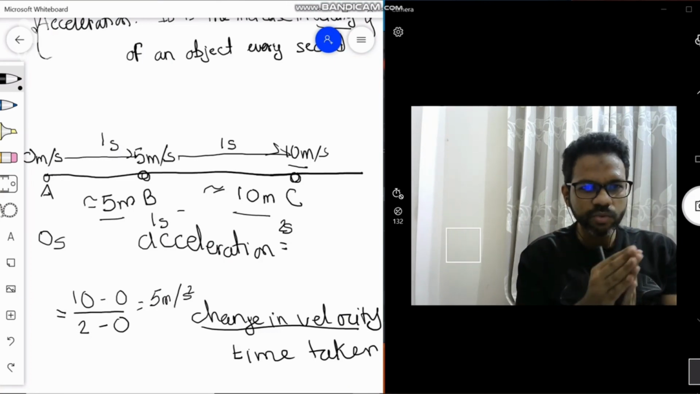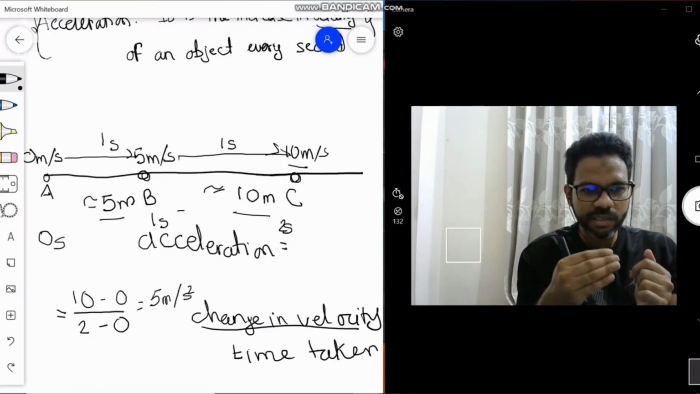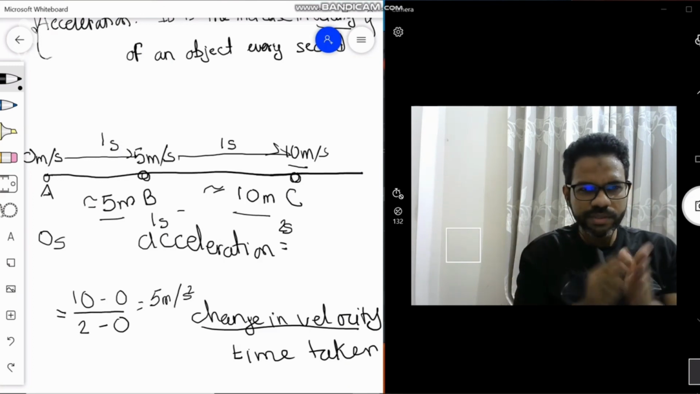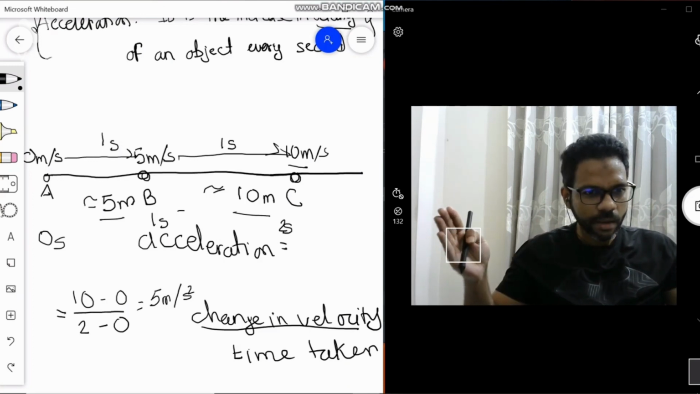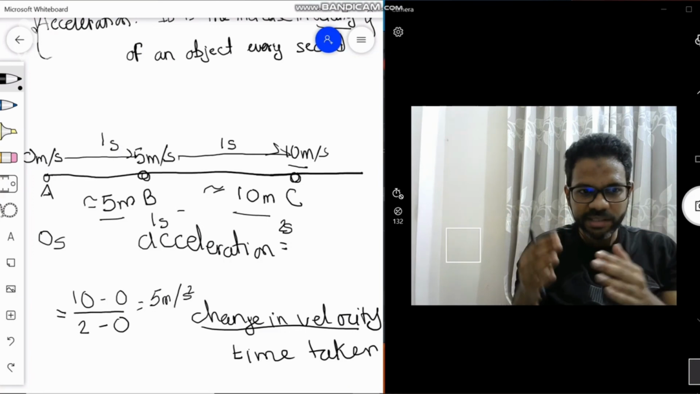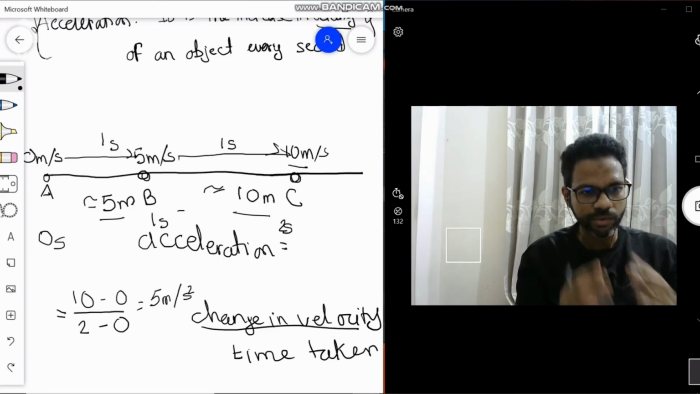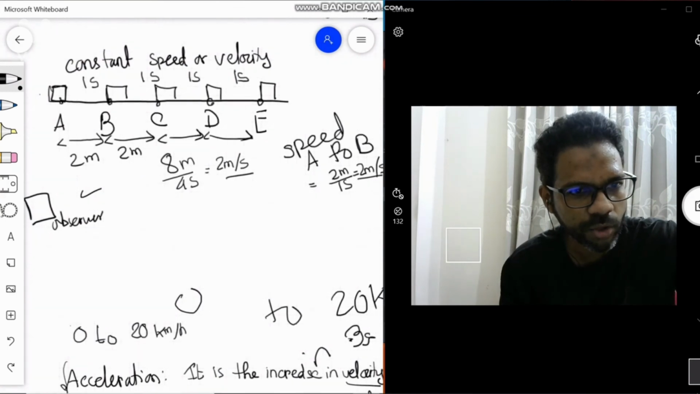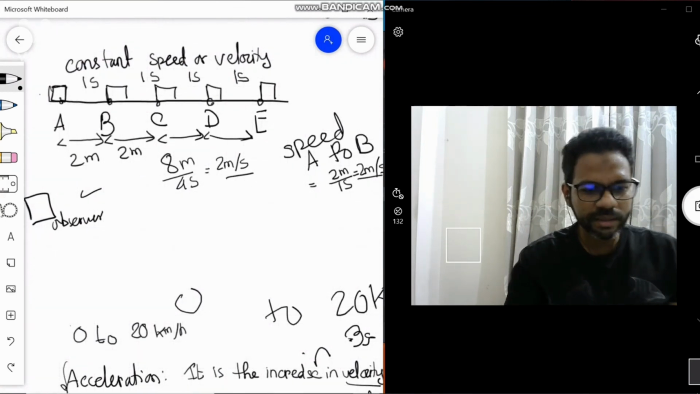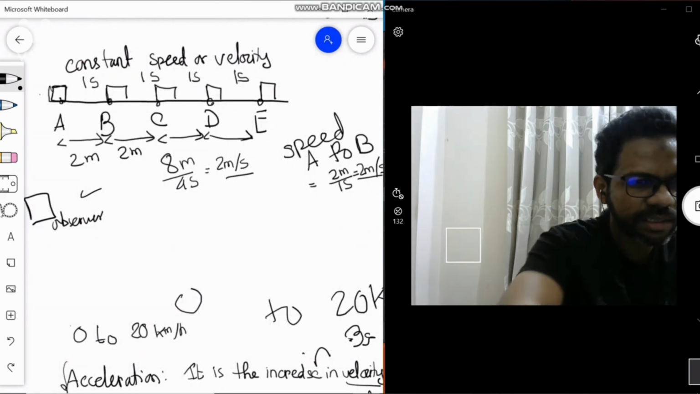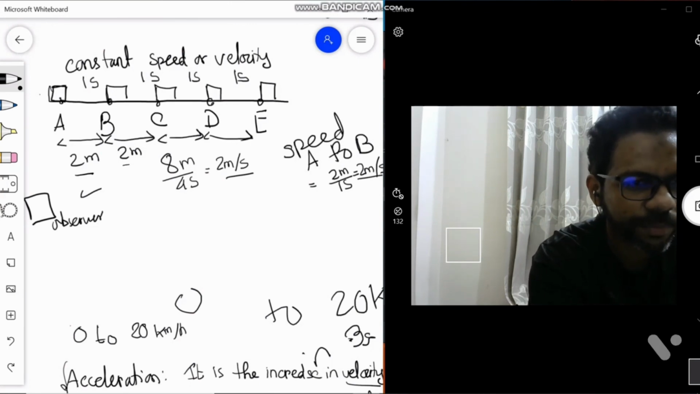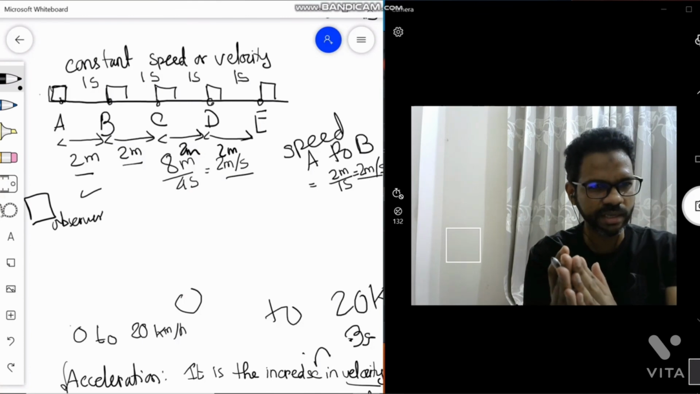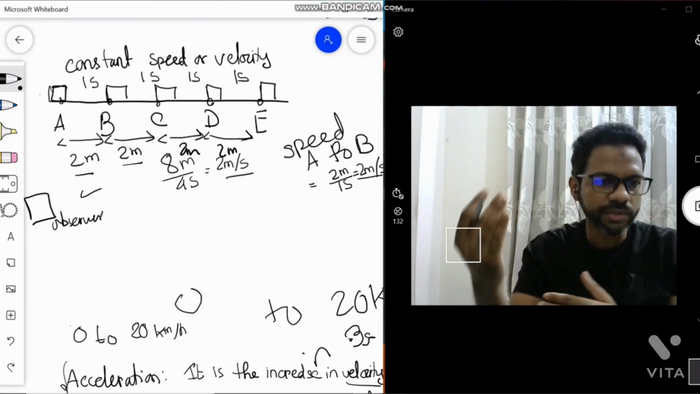And what happens to the distance if the velocity is increasing? If the velocity is increasing, the distance also increases, but not uniformly. When accelerating, the distance does not increase uniformly. So keep this in mind. When we talked about constant velocity, we meant that the distance covered in every 1 second remained the same. It was 2 meters after every 1 second, right? Because it was moving with a constant velocity.